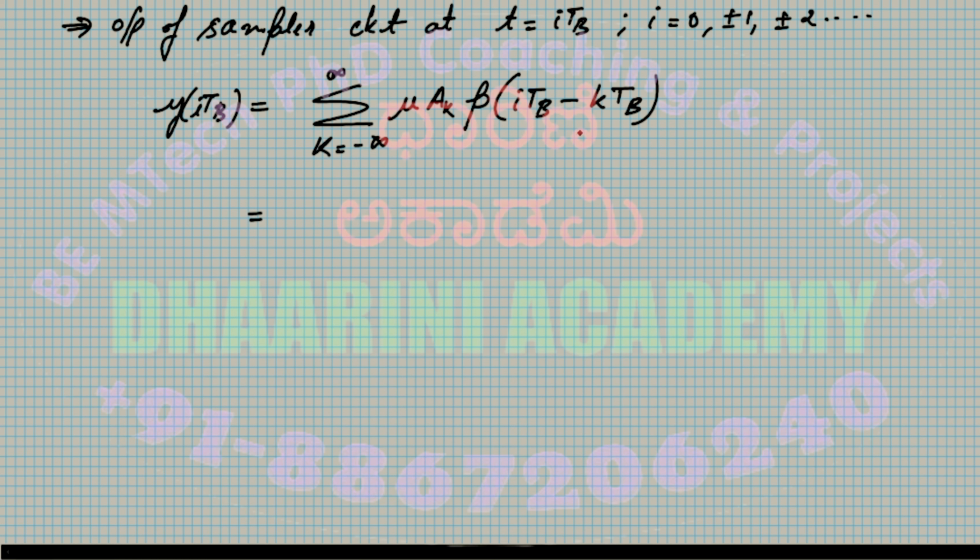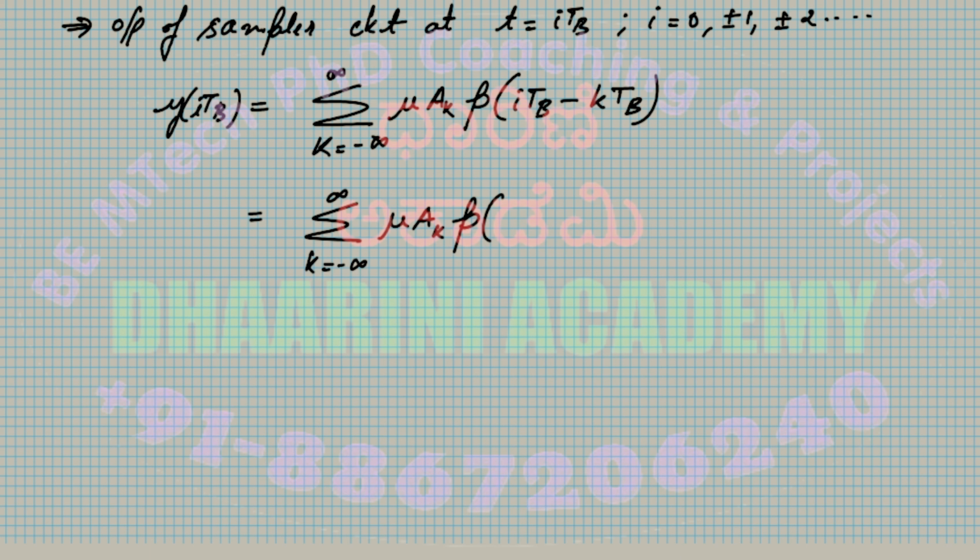I can see the Tb common inside the bracket of P, so let me try to simplify that. So this is the sum over k equal to minus infinity to plus infinity of mu into ak into the pulse. I'll use a different bracket so that I don't need two brackets over there. So this is P of, see the Tb is common. When you take Tb out, I'm going to have I minus k inside the bracket into Tb. Are you okay with this?